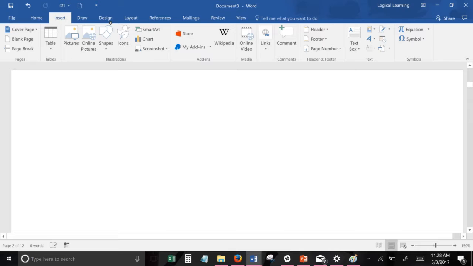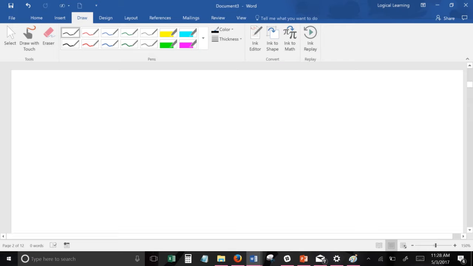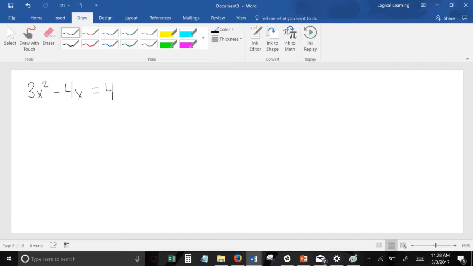Right, so the first problem we're going to take a look at is 3x squared minus 4x equals 4. Now we can put this in the form so that we can use the quadratic equation, or we could also try the complete the square method. So let's take a look at both, and I'm going to go over each of them rather quickly so that you can have a good idea.